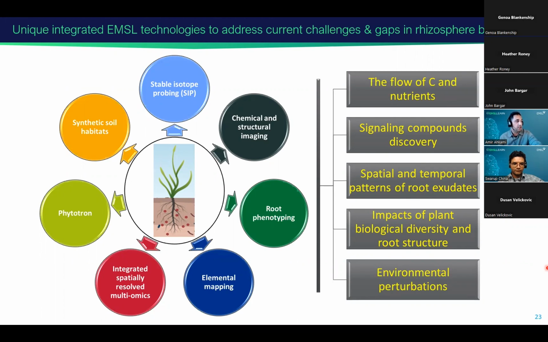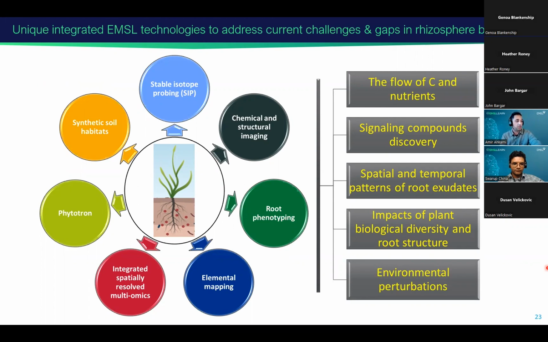So having access to those capabilities enables us to follow these science areas and investigate the flow of carbon and nutrients, and the discovery of novel signaling molecules in the context of root-soil microbe interactions. Spatial and temporal patterns of root exudates can be investigated, and we can study the effect of that pattern on nutrient cycling in the rhizosphere. We can also study the impact of plant biological diversity and root structure on root exudation and microbial structure. And of course, we can study this process under environmental perturbations.